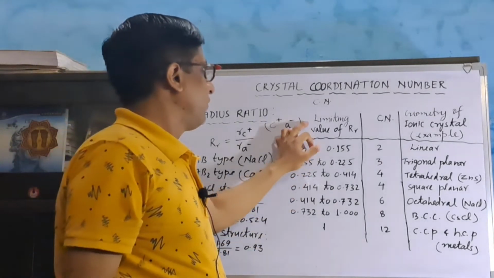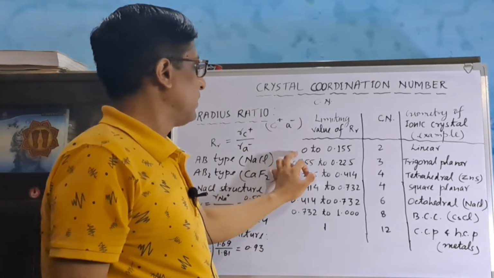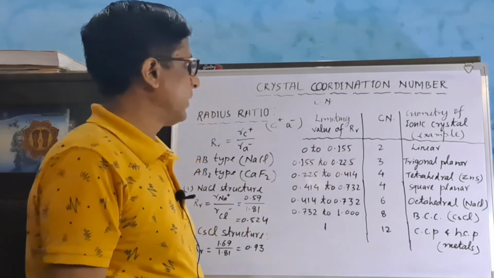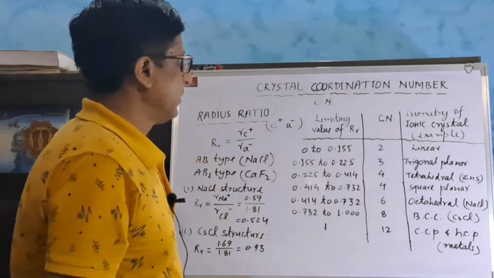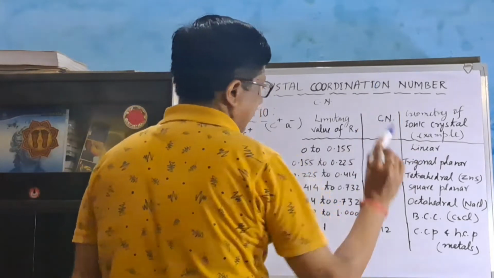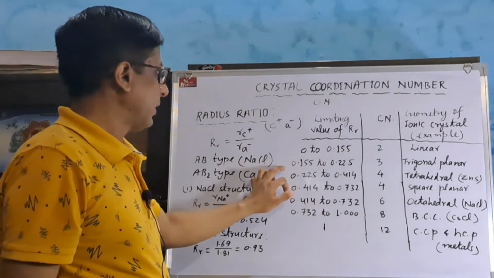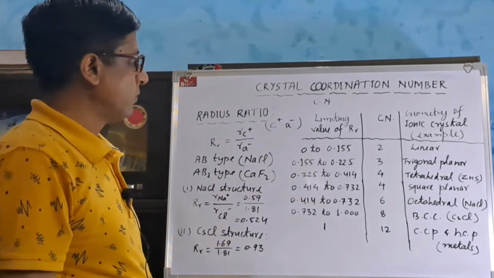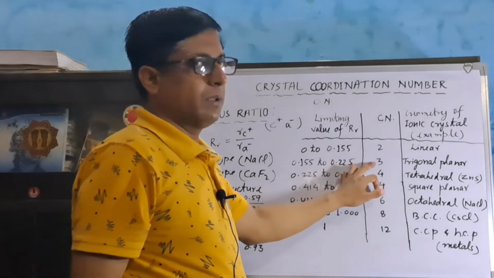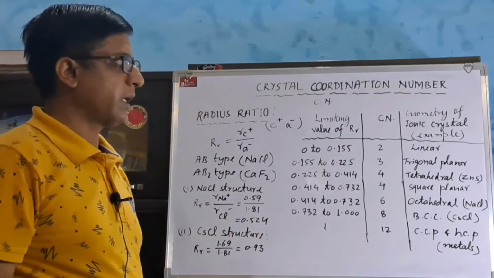For example, if the limiting value of radius ratio is between 0 to 0.155, then the coordination number is 2 and the geometry of the ionic crystal is linear. But if the RR value is between 0.155 to 0.225, then the coordination number will be 3 and the geometry of the ionic crystal will be trigonal planar.